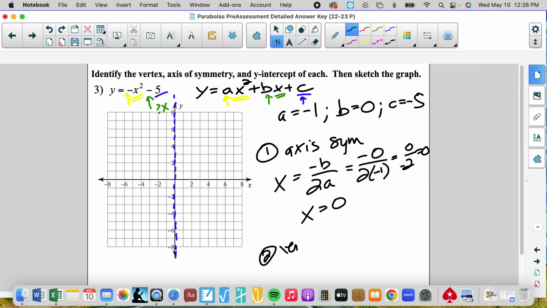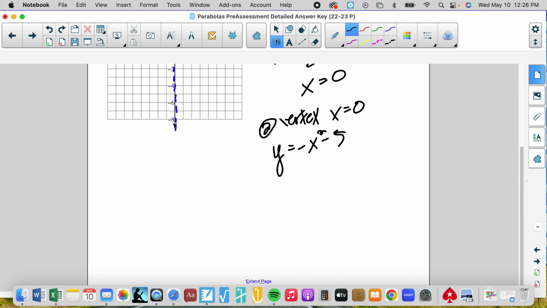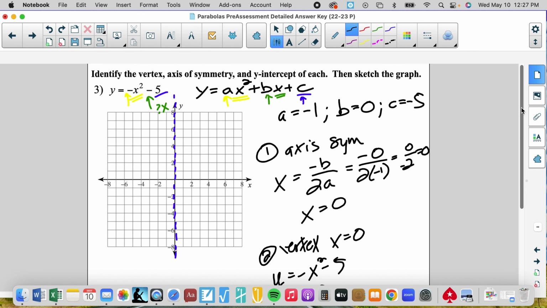So let's find the vertex. We still find the vertex by plugging in that x equals 0 into the equation. My equation is -x² minus 5, where x equals 0. So y equals the opposite of 0 squared minus 5. 0 squared is 0, minus 5 gives me negative 5. So my point is 0, negative 5. I notice that my a is negative, so I know my graph's going to go upside down. Why do I need to know that? Well, it helps with where I place my coordinate.